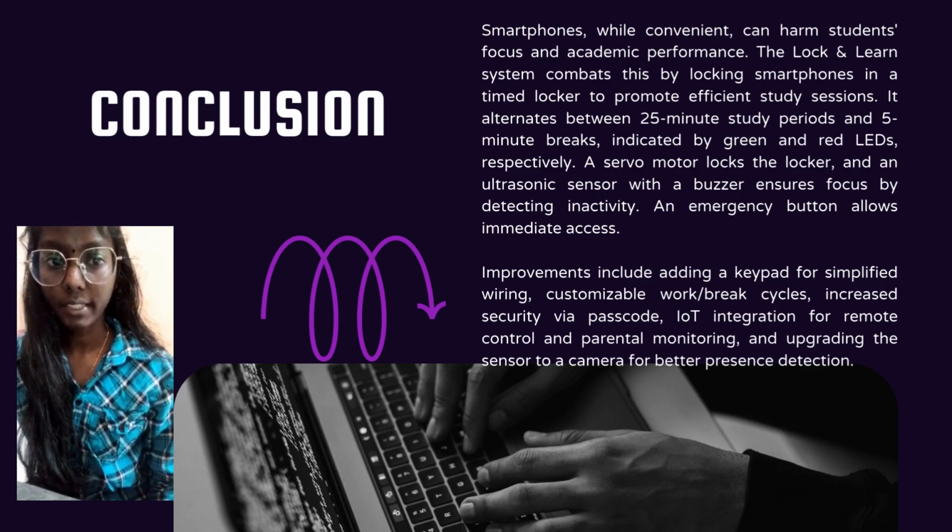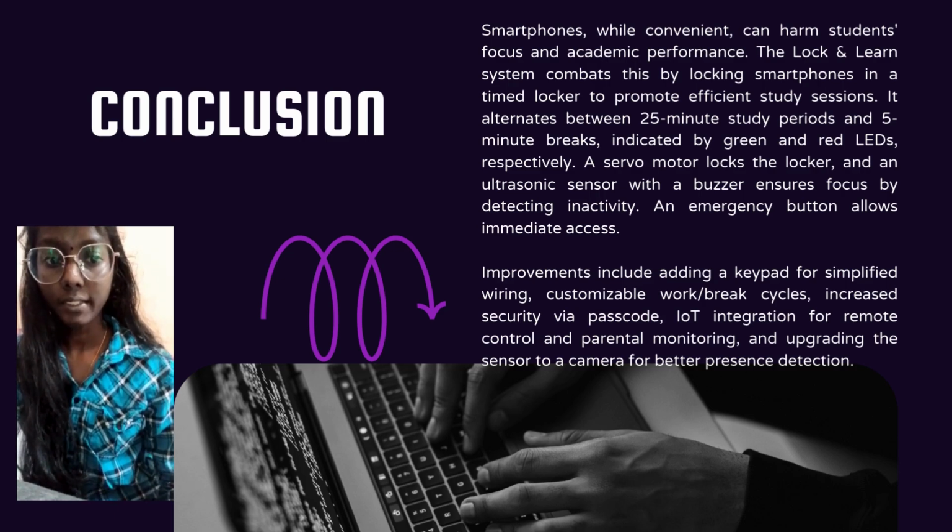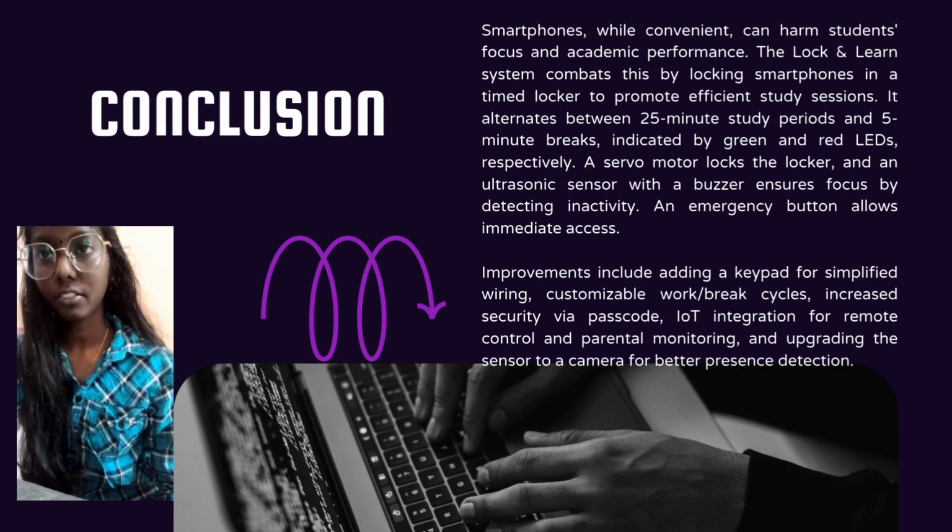A 5 minute break cycle starts and the green LED indicating studying time turns off. Then the red LED turns on, signaling the break period. And a buzzer alerts them if they doze off. An emergency button bypasses the timer and unlocks the locker. The Lock and Learn system is a tool that helps people focus while working or studying by locking away distractions like smartphones. Lastly, a sensor upgrade: consider adding a camera for more accurate presence detection than the ultrasonic sensor.